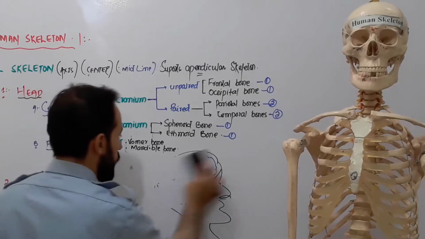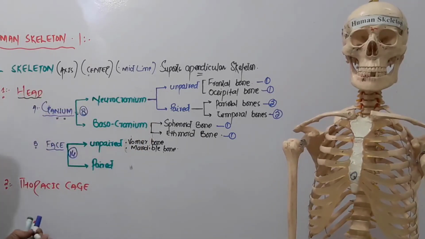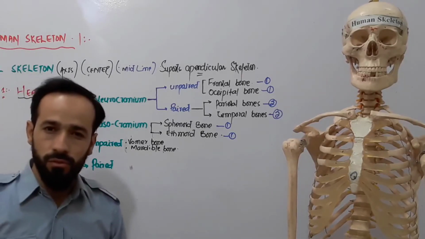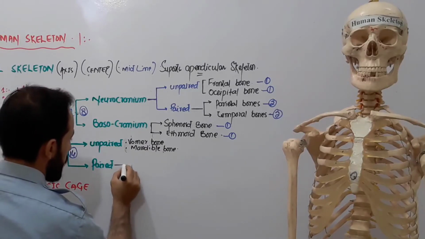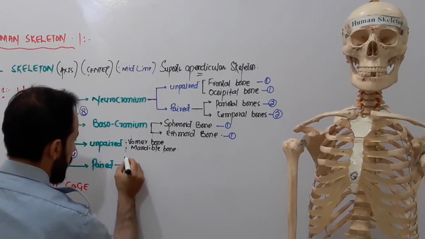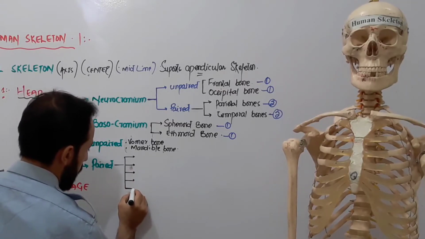And now let's go towards the paired bones. What are the paired bones? There will be about 6 paired bones, 12 and 2, 14. So what are those? Let us name them fast. Those paired bones, how many do we have?